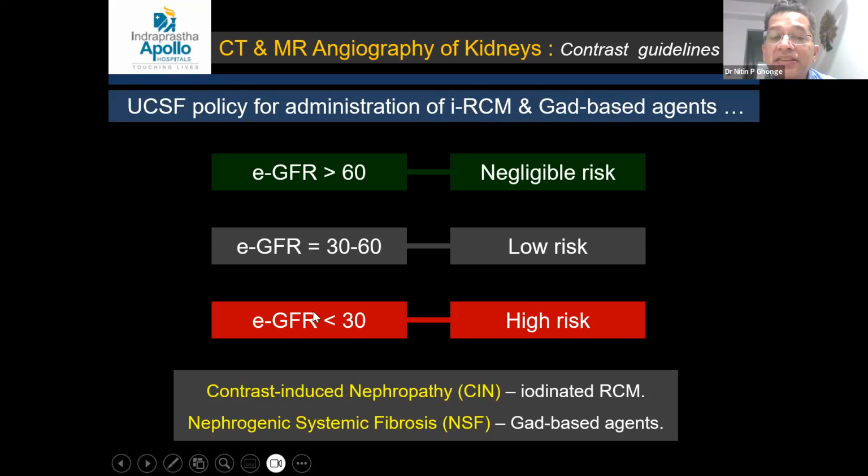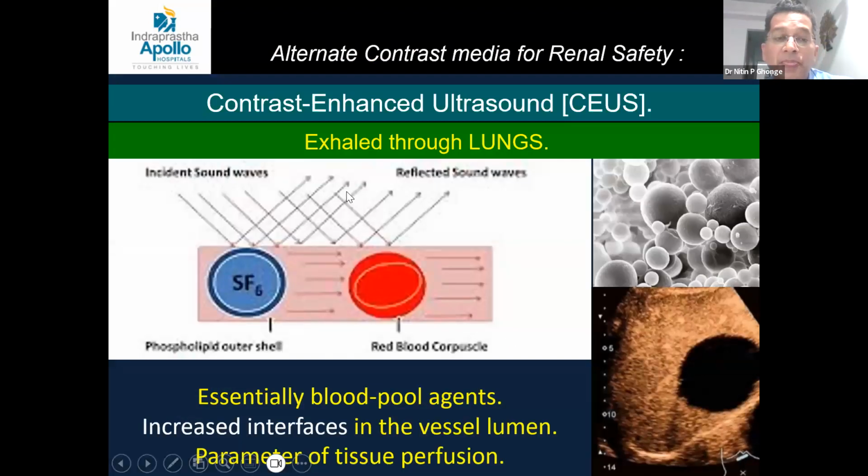So if EGFR is less than 30, then there is a very high risk. And if it is more than 60, then there is a negligible risk of nephrotoxicity with either CT contrast or MRI contrast. So if there is completely clear evidence of abnormal KFT values and you cannot give CT contrast, you cannot give MRI contrast, then there is an option called contrast enhanced ultrasound.